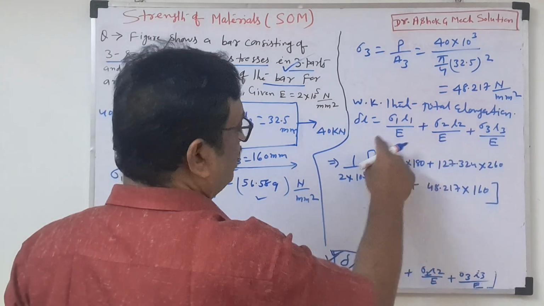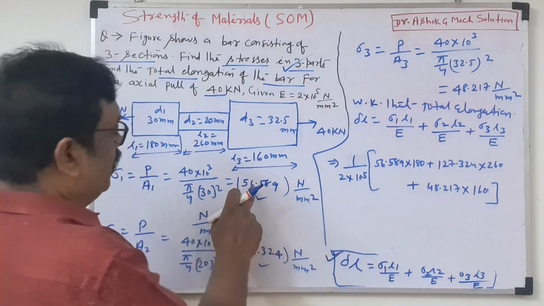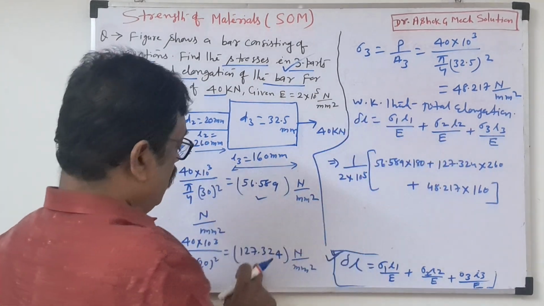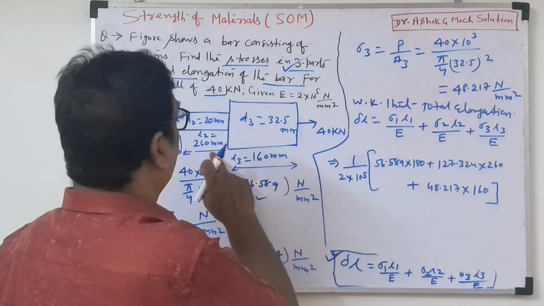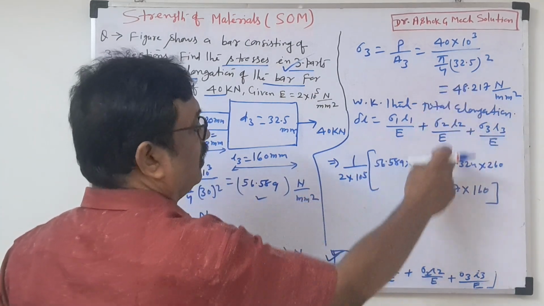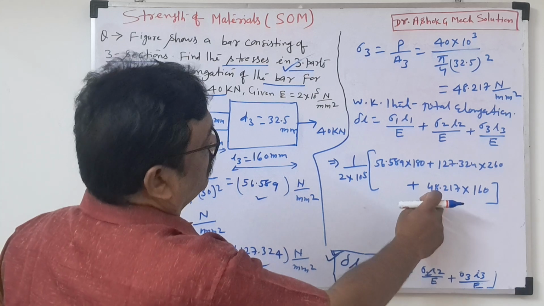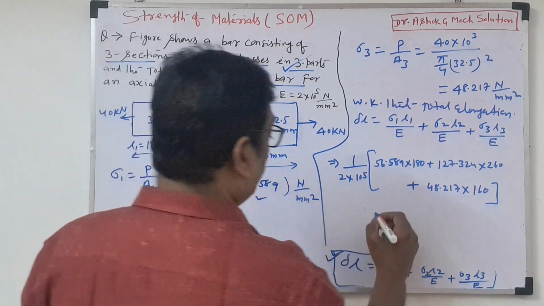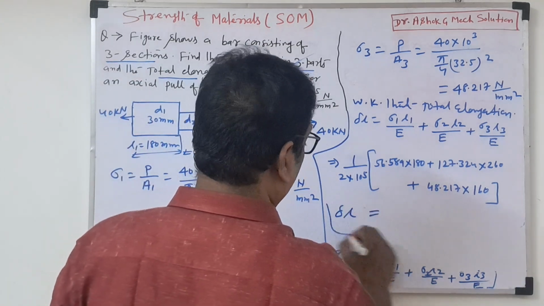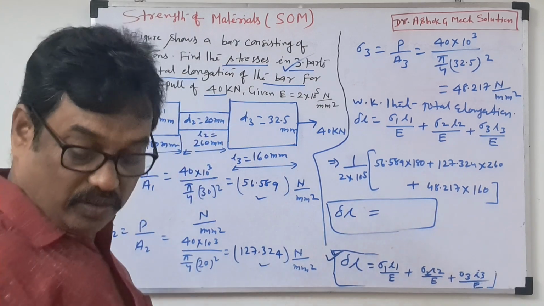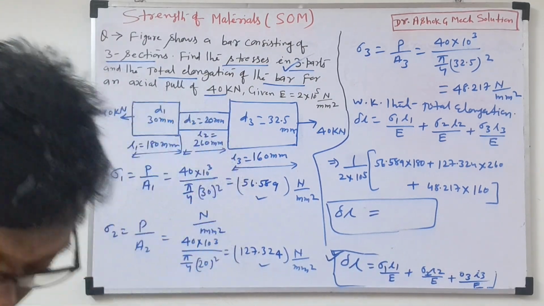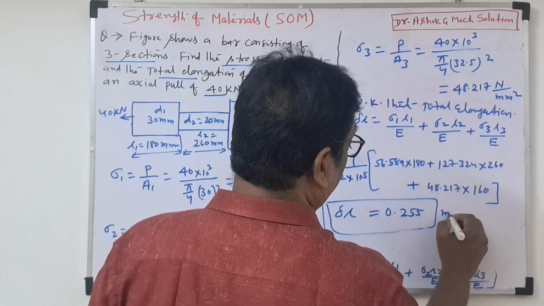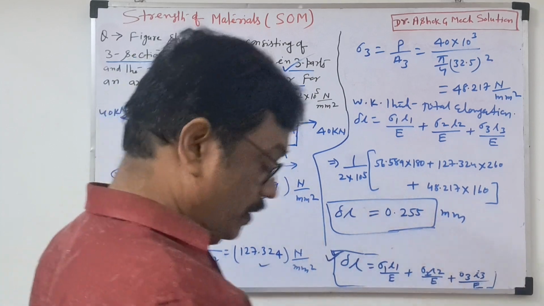We take 1 by E common because E is the same. Sigma 1 is 56.589 and L1 is 180. Now sigma 2, 127.324, into 260. Then sigma 3, the stress developed in the third section, 48.217, into 160. If you calculate this, you get the total elongation. We got 0.255 mm, so this is your answer.